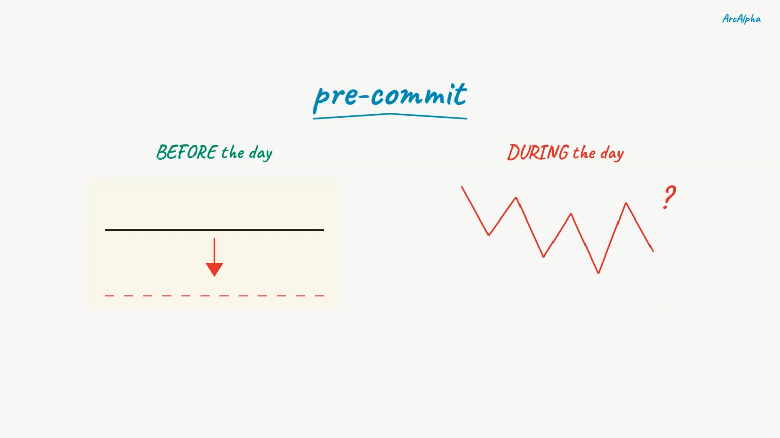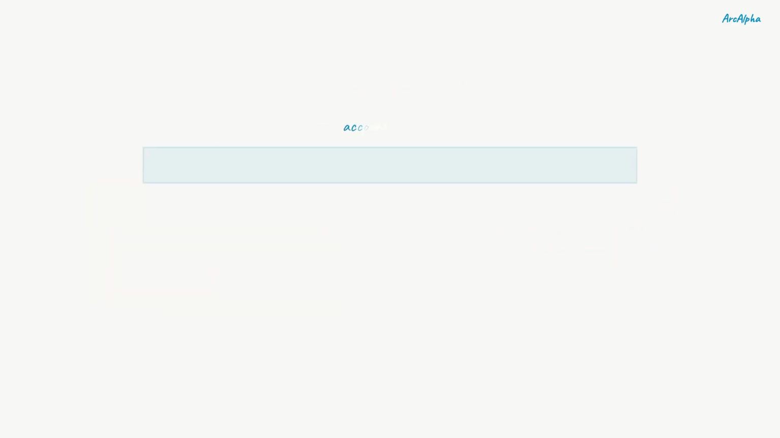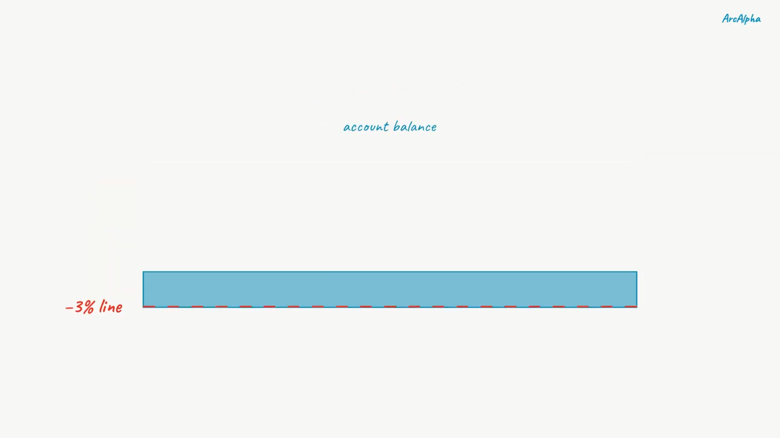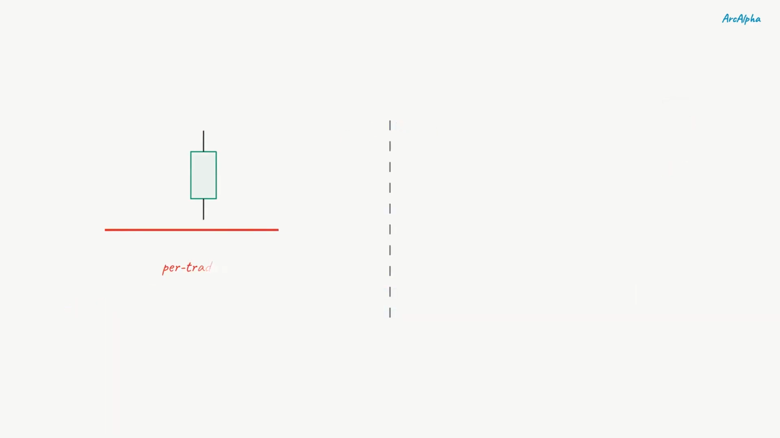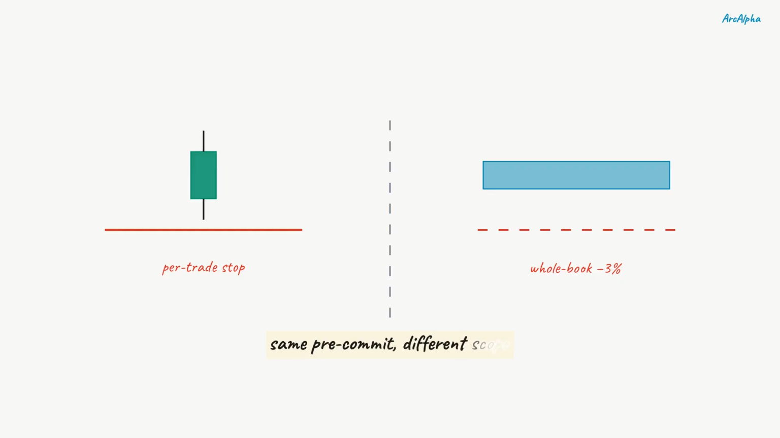The circuit breaker is a pre-commitment, a line drawn before the bad day, not during it. The rule is simple. If the book is down a certain percentage on the day, you stop trading. Close screens, close platform, no new entries until tomorrow. It's the same logic as the per trade stop from video 3. There you pre-committed an exit for 1 trade. Here you pre-commit an exit for the whole day.